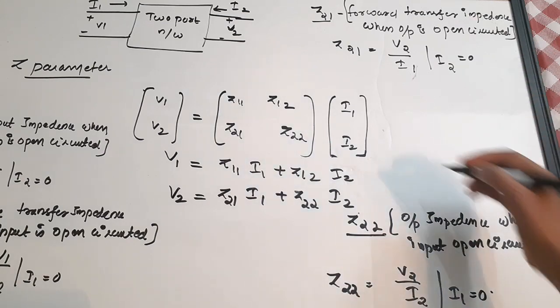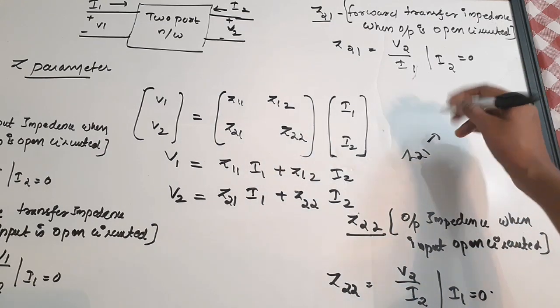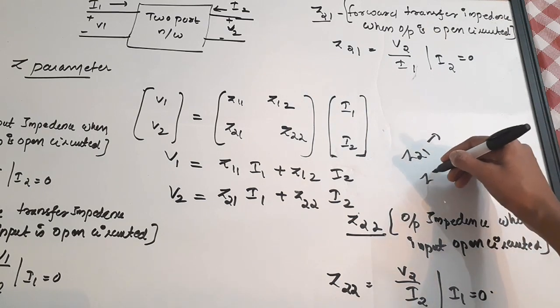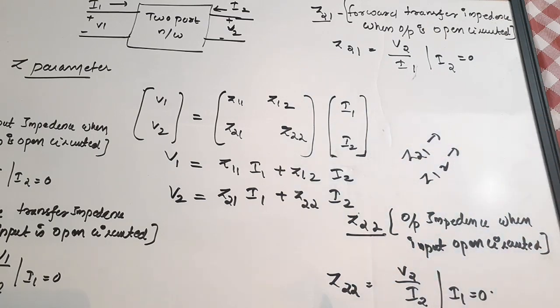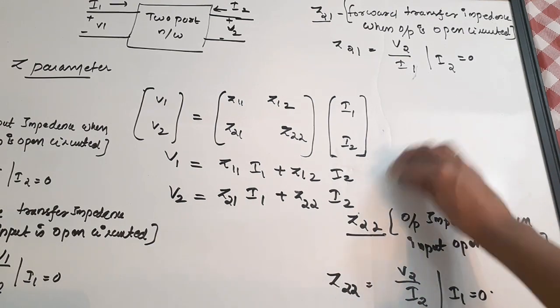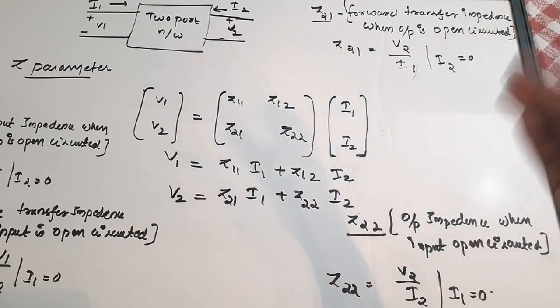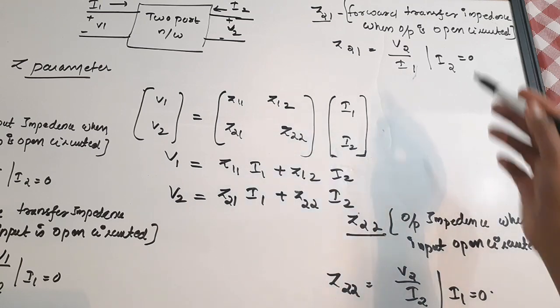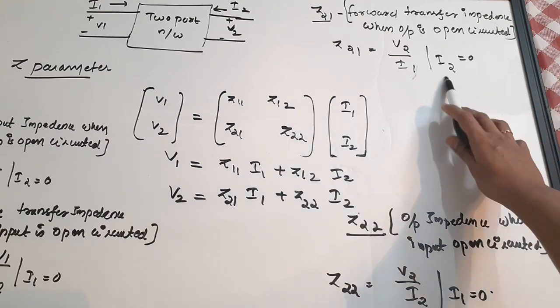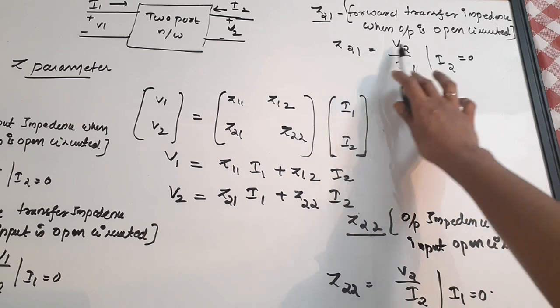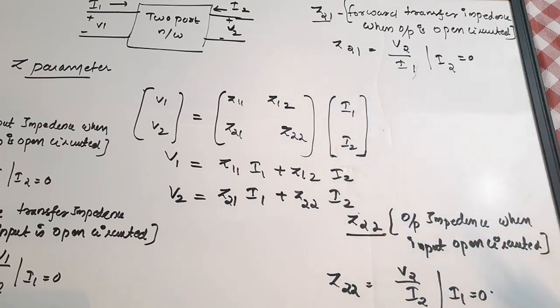Z21 is called forward transfer impedance. Then Z12 is called reverse transfer impedance. So you can relate these terms and study them so that it is easy for you to remember. Z21 is a forward transfer impedance when output is open circuited. That is, when output is open circuit, the current is 0. So Z21 equal to V2 by I1 when I2 equal to 0.